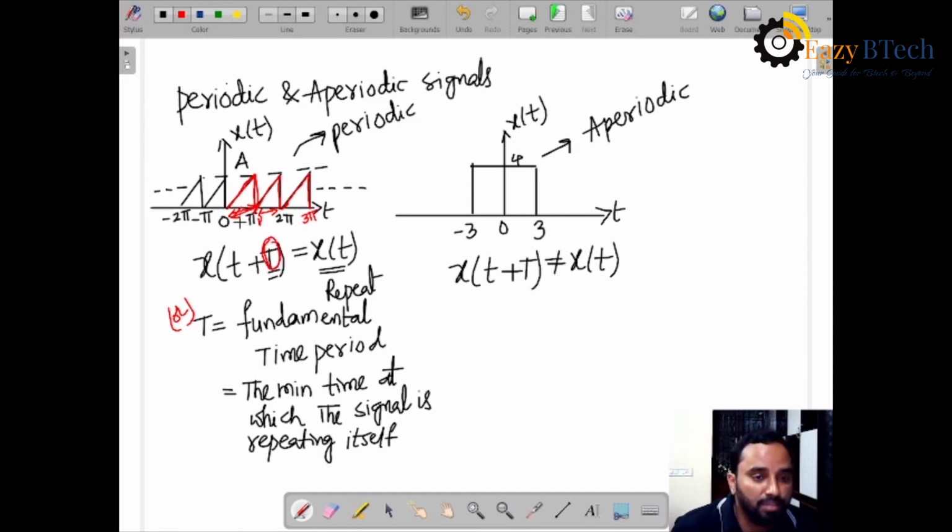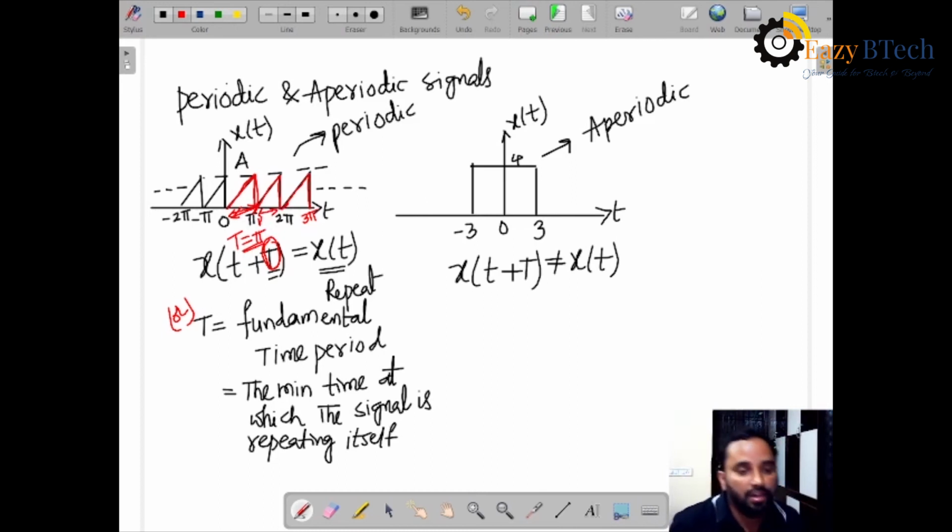So here in this example, how much time is it taking to complete one full cycle? 0 to pi is the cycle. How much time? Pi is the time period. T is equal to pi. So for every pi, the signal comes. So 0 to pi, we have one full cycle. Again from pi to 2 pi, one full cycle every pi. So this is the time period. T is equal to pi.